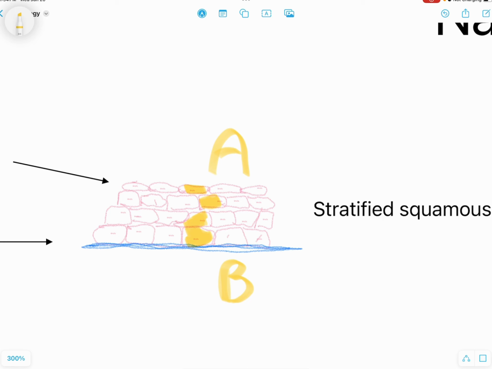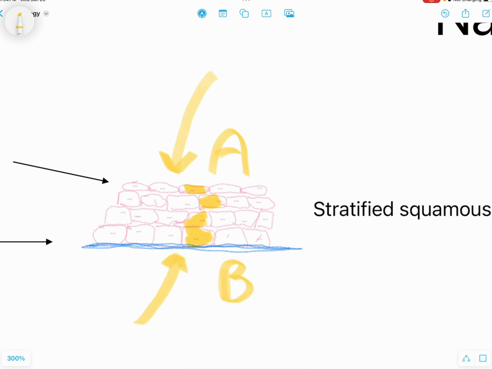And in this case, I'm going to look at the cells that are on the outer surface. And that outer surface I am going to call apical. And that's the apical surface. That's why I wrote A there. And here's the basilar surface, the basal surface. And that is down there.